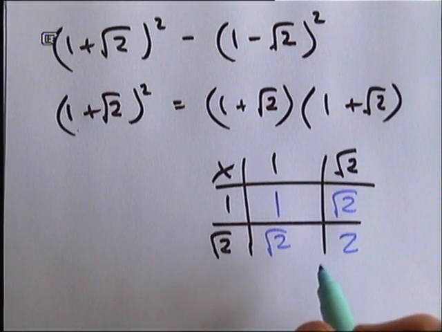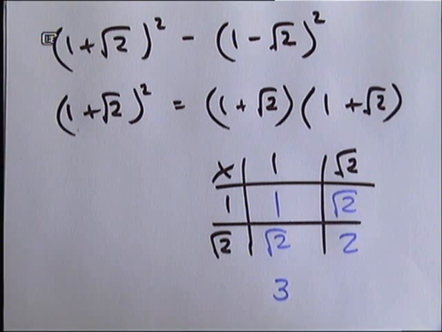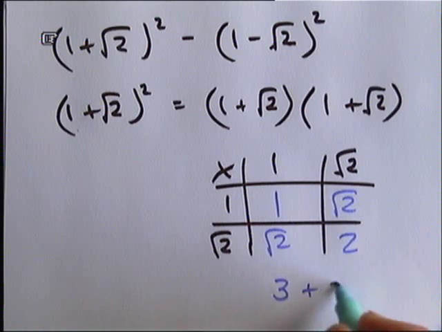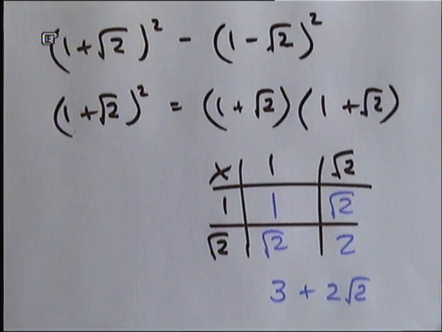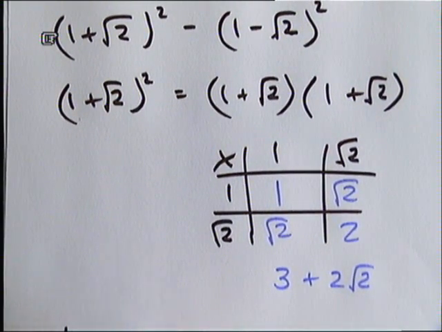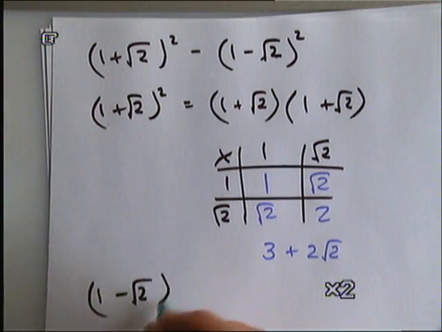And if I combine together what I've got here, I've got a 1 plus a 2, which makes a 3. And I've got a root 2 there, another root 2 here, so that's 2 lots of root 2. So the first bracket gives me 3 plus 2 lots of root 2. Now I'm going to do a similar thing on the second bracket over here. And that second bracket was 1 minus root 2, all squared.